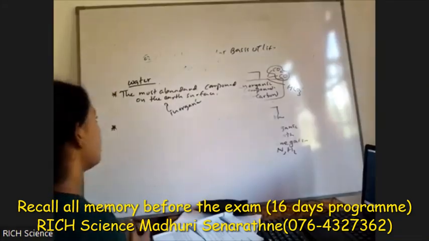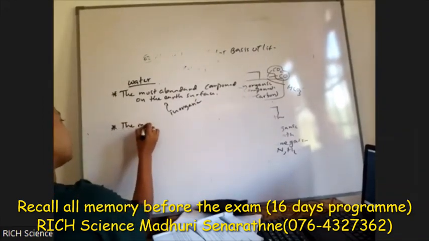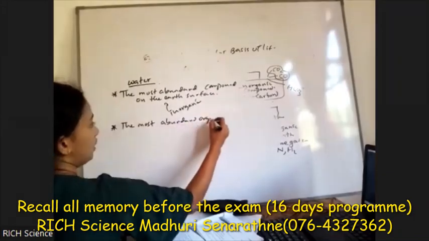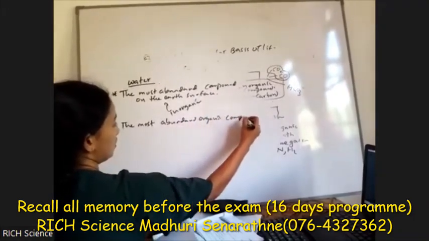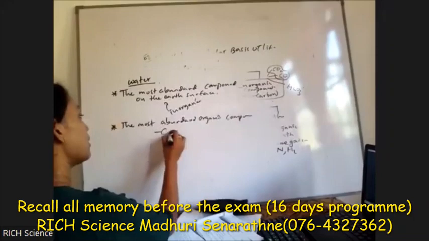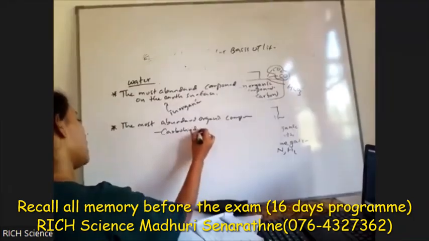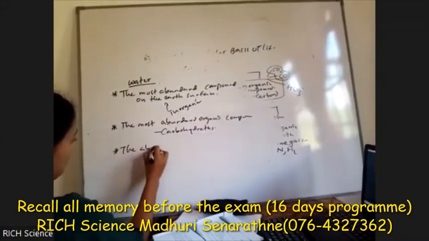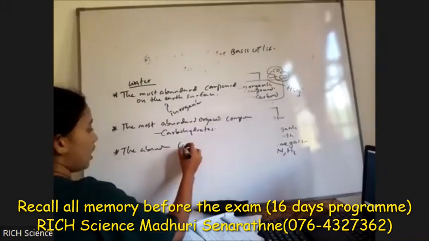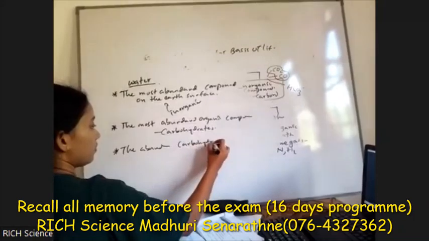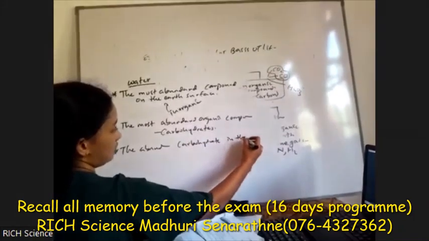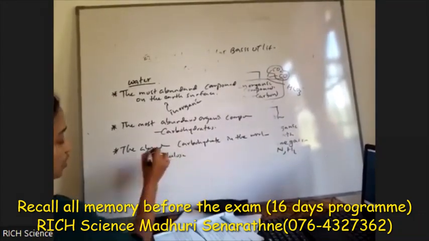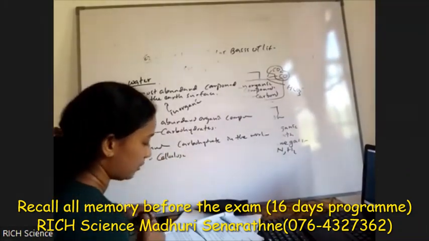These are MCQ points actually. That is the most abundant organic compound, carbohydrates. And the most abundant carbohydrate in the world is cellulose. Okay, you have to write this one.